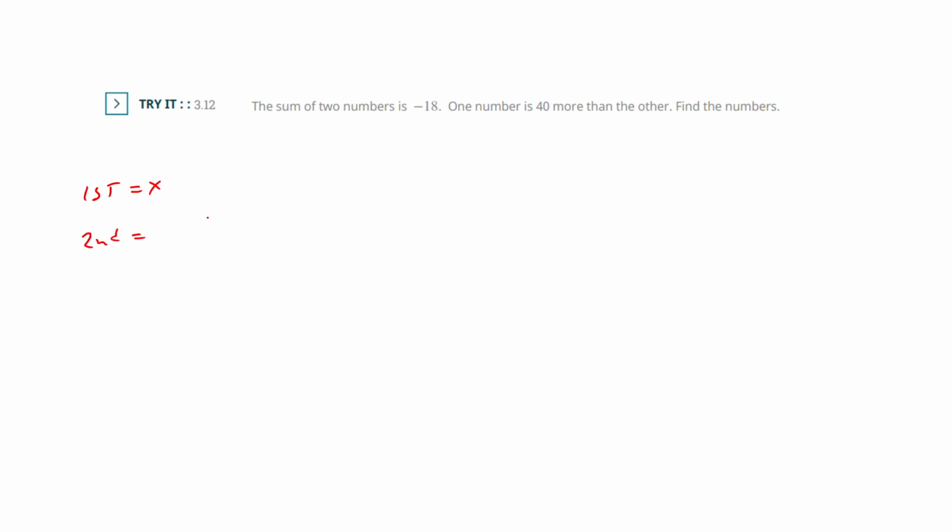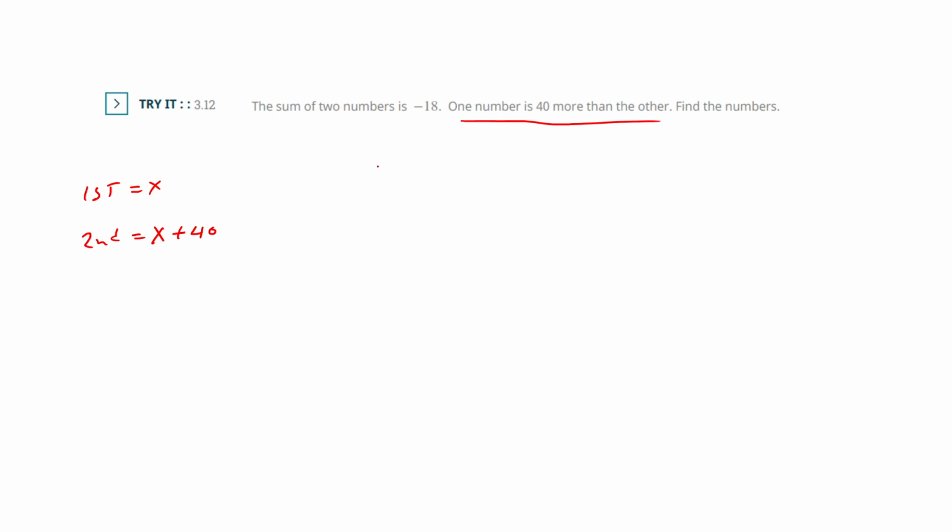Okay, I'm going to build the second from the first one, and here's how I would do it. This sentence, 40 more than the other. Well, that would be 40 plus x. In algebra, we usually put the 40 on the end. You wouldn't have to. It would work fine, but I'm going to just write it as x plus 40.